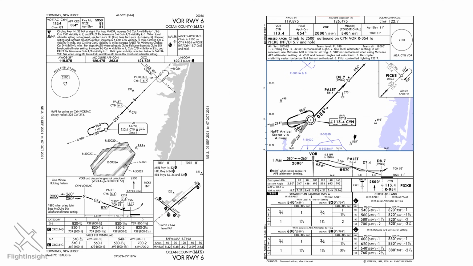A little further up the eastern seaboard from Ocean City is an approach where we'd need to adjust our descent angle. This is the VOR runway 6 at Toms River, New Jersey. Both the FAA and Jeppesen plates.